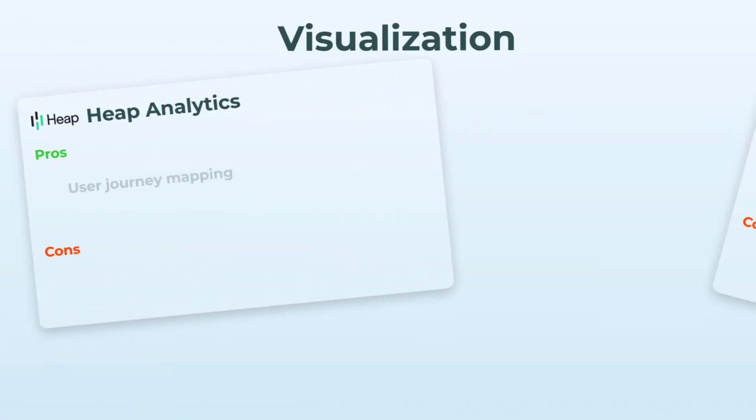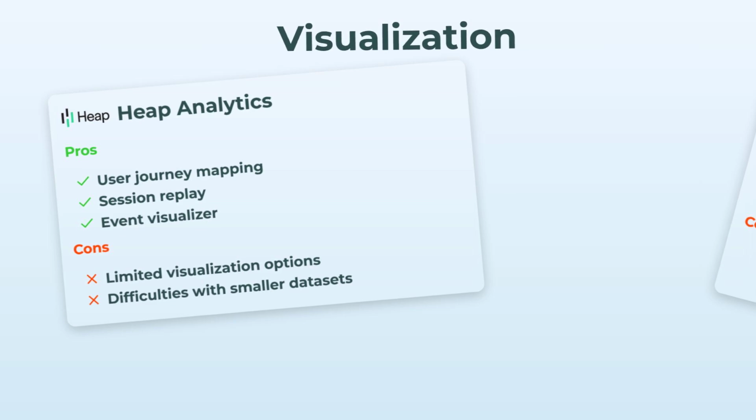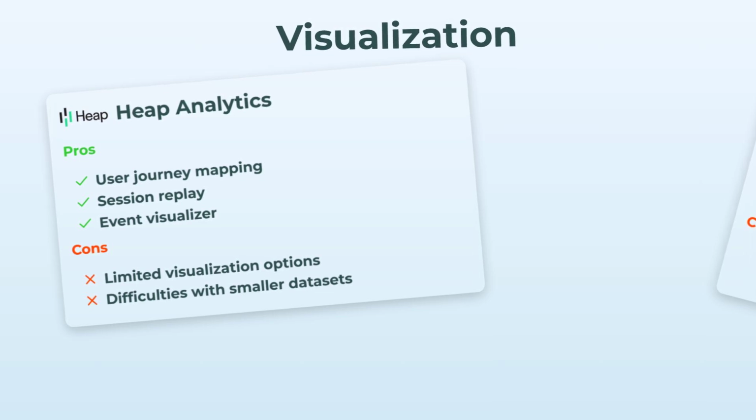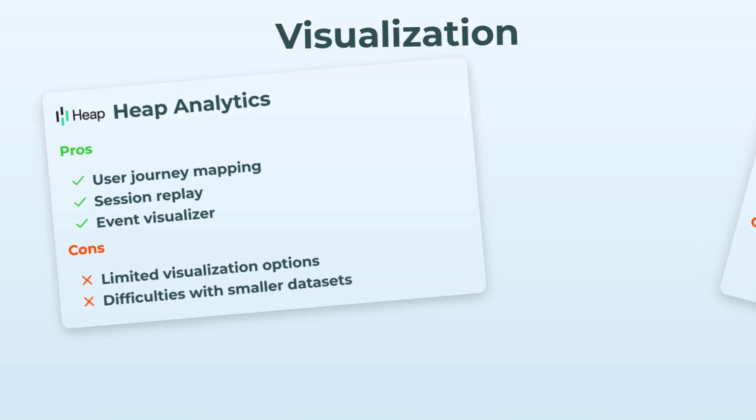Let's keep rolling and chat visualization. Heap gives you user journey mapping, which is honestly so good for product teams. Session replays, event visualizer, all solid stuff. But here's where I hesitate. The charting and dashboarding options are just kind of basic. If you've got smaller data sets, sometimes things get a little funky, you know?